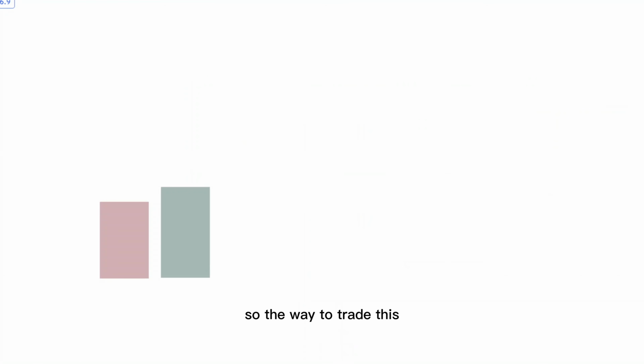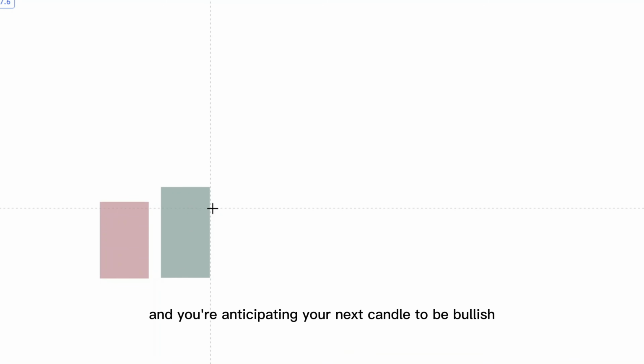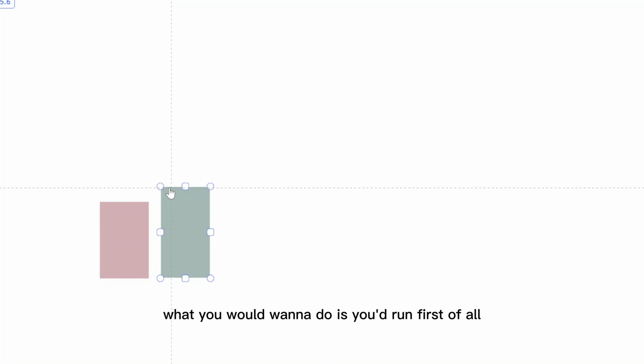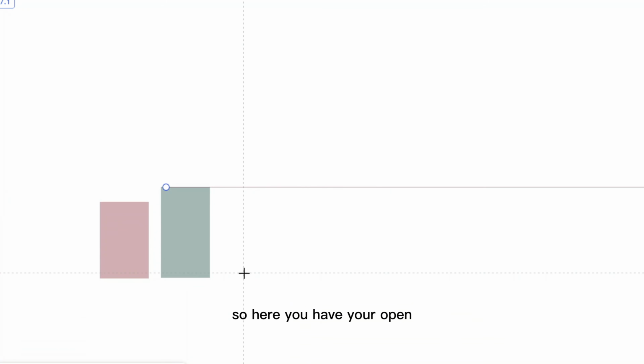So the way to trade this, what you want to look at is, let's say you can anticipate your next candle to be bullish. So you have a bearish candle, you have a bullish candle, and you're anticipating your next candle to be bullish. So to take advantage of that bullish range, what you would want to do first of all is mark your open. So your open would be your previous day's close, which would be your new day's open. So here you have your open.